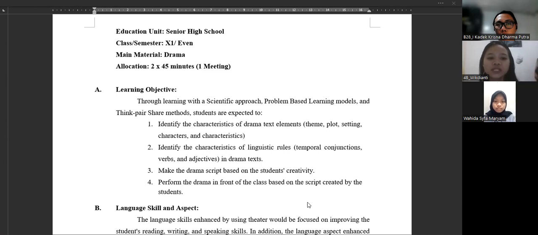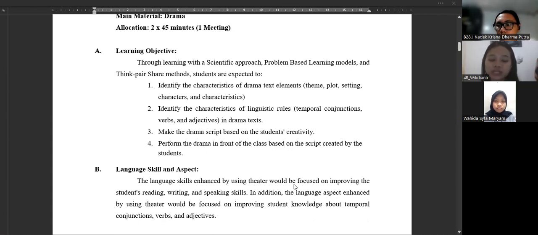All right. The first element is about the learning objectives. Through learning with a scientific approach, problem-based learning model, and think pair share method, students are expected to, first, identify the characteristics of drama text elements, namely theme, plot, setting, character, and also the characteristics. The second is to identify the characteristics of linguistic rules, namely temporal conjunction, verbs, and adjectives in drama text or drama scripts. And the third is to make a drama script based on students' creativity.